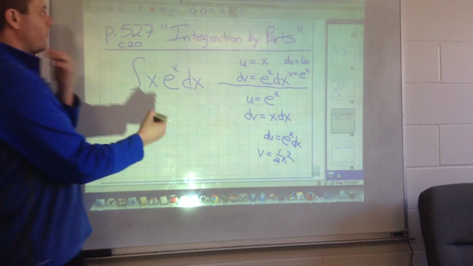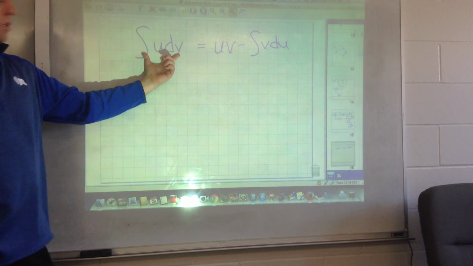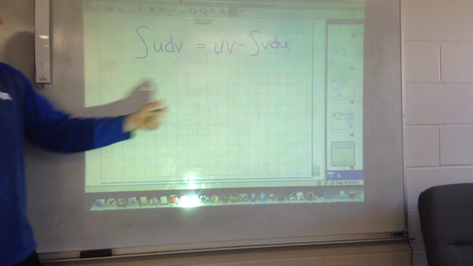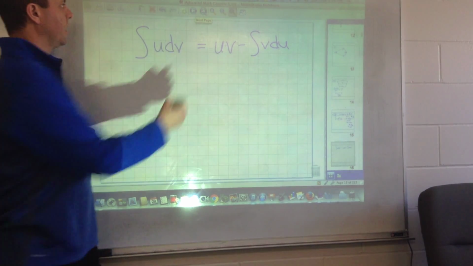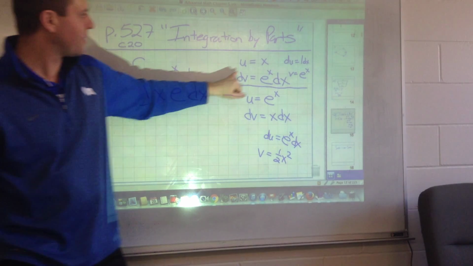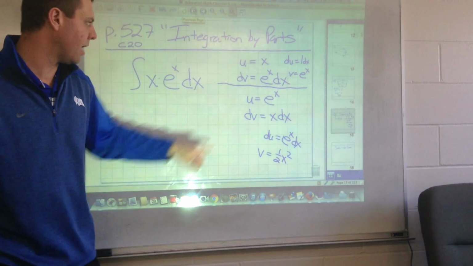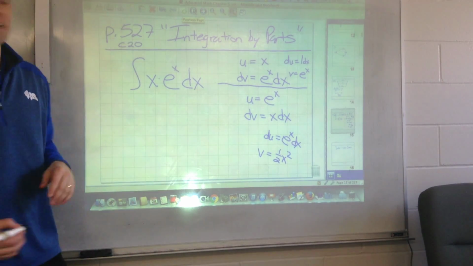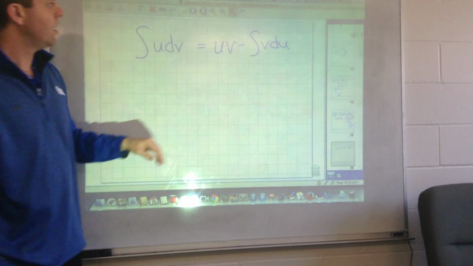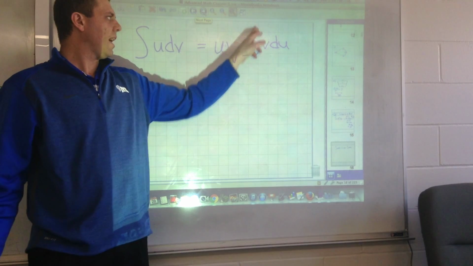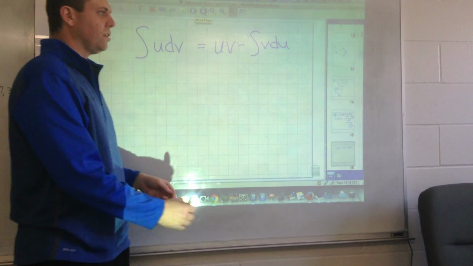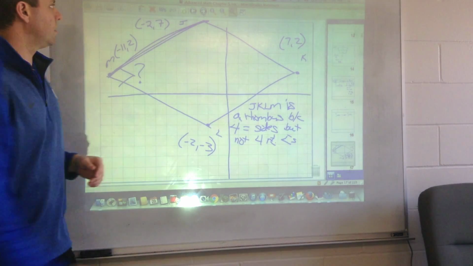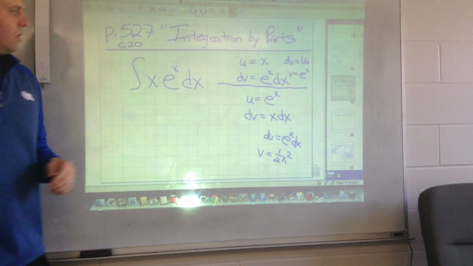So if you look at this, to do the integration by parts, u times v will be multiplied together. If I take u times v, that's not bad. Nothing too difficult there. Minus the antiderivative of v du. If you follow that, that's all you've got. It's a little fun.